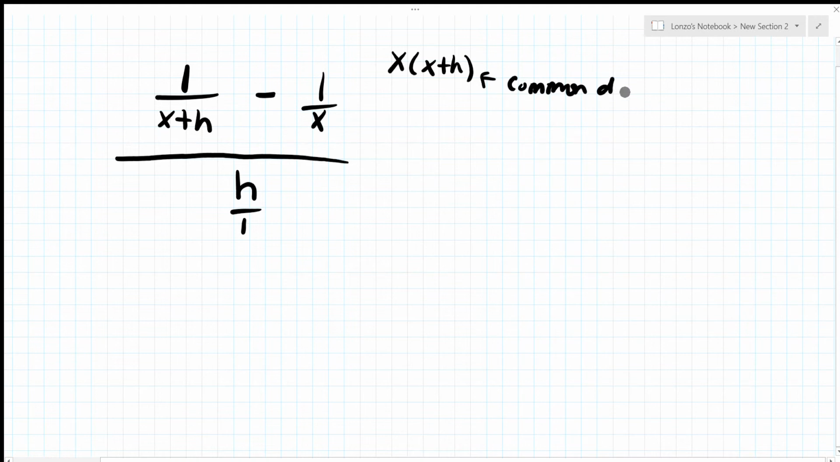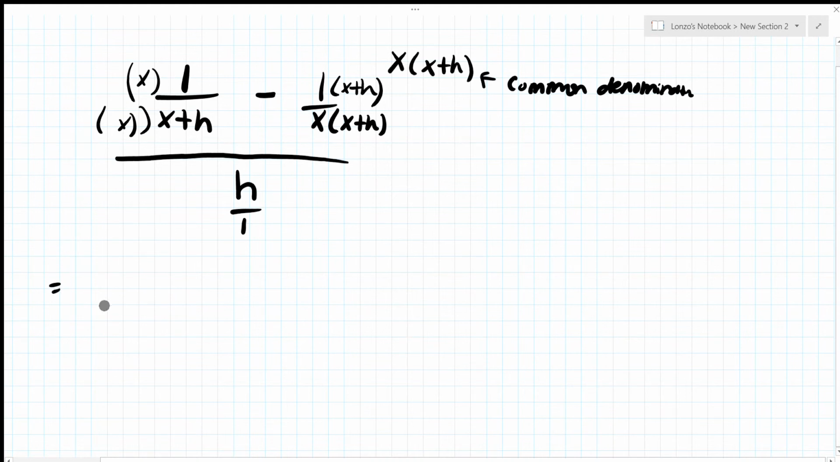Yeah, it's very tempting to say, oh, it's just x plus h, but it's not. So over here, what are we missing to get this? We are missing an x plus h, so we're going to multiply top and bottom by x plus h. Over here, we're missing an x, so we're going to multiply top and bottom by x. So I'll simplify it right here.